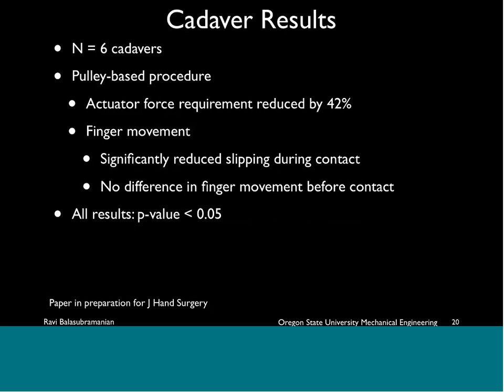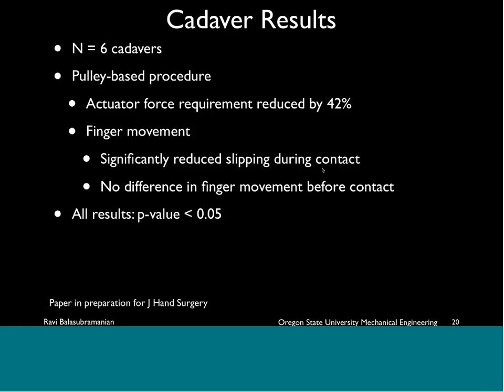Now, in terms of finger movement, what we noticed from the angle data which we collected was that there was significantly reduced slipping during the contact process, and this was measured in terms of how much the joint angles changed during contact. So for the pulley-based procedure, it was much better.